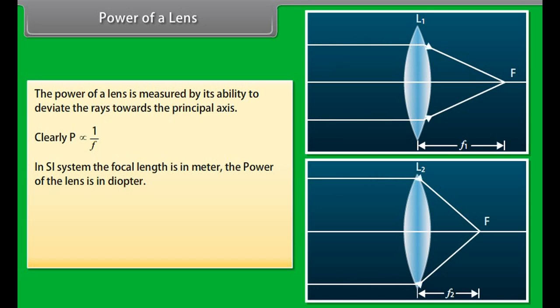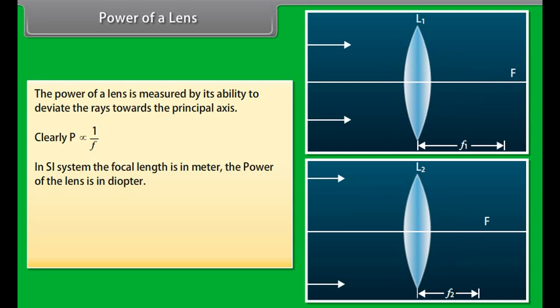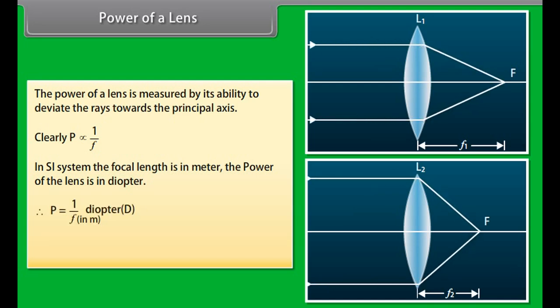In SI system, the focal length is in meter. The power of the lens is in diopter. Therefore, P is equal to 1/F in meter, diopter D. Clearly, the power of a lens of focal length 1 meter is 1 diopter.